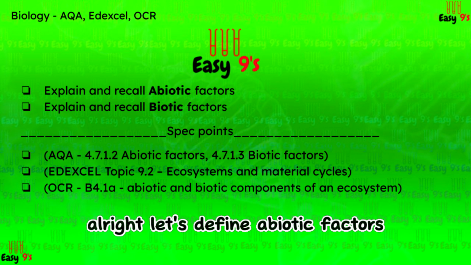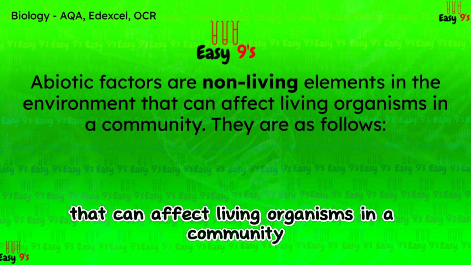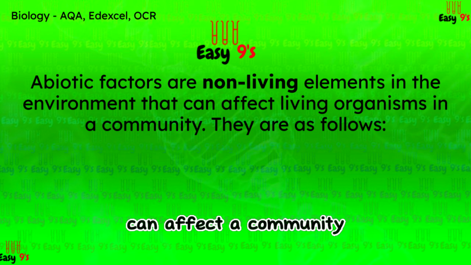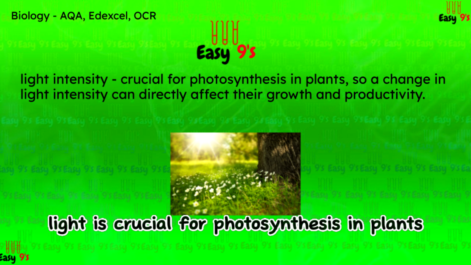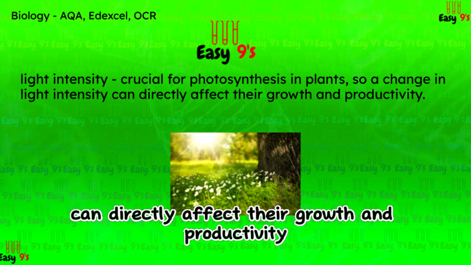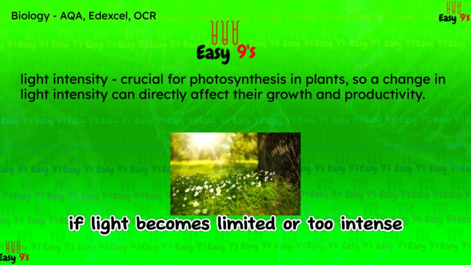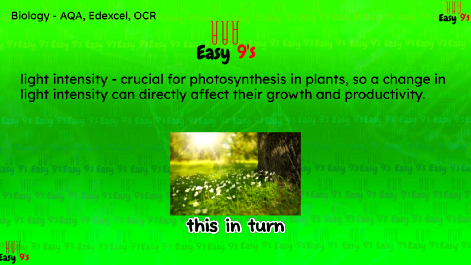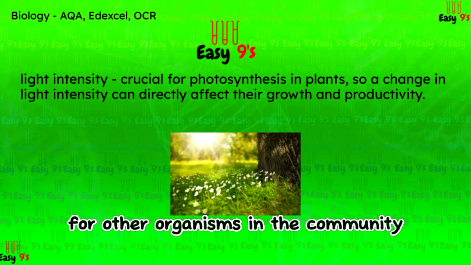Alright, let's define abiotic factors. Abiotic factors are non-living elements in the environment that can affect living organisms in a community. Let's explore how changes in these factors can affect a community. First, we have light intensity. Light is crucial for photosynthesis in plants, so a change in light intensity can directly affect their growth and productivity. For example, if light becomes limited or too intense, it can inhibit or promote plant growth respectively. This, in turn, affects the availability of food and shelter for other organisms in the community.